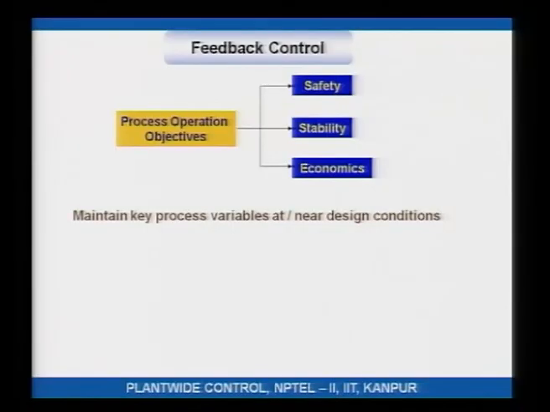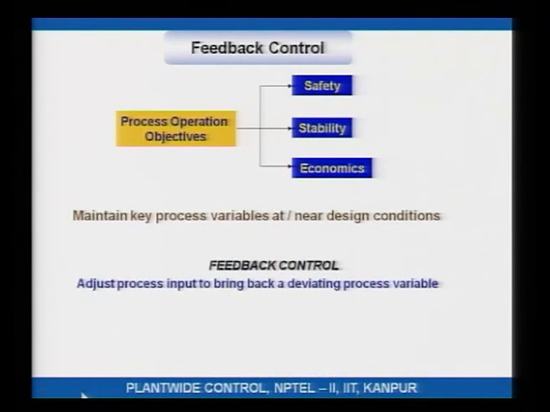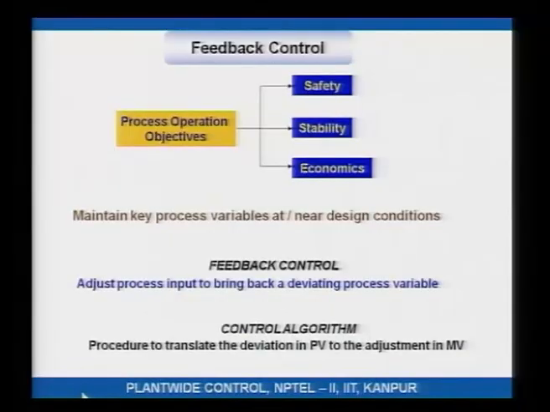So, this is the basic idea behind feedback control. You adjust a process input to bring a deviating process variable back to its desired value. The desired value is often referred to as the set point. So, you have the process variable measurement. In feedback control, what you are doing is you are looking at the measurement, and if it is deviating away from the set point, based on those deviations, you are deciding by how much you should change the input in order to bring that deviating variable back to the set point.